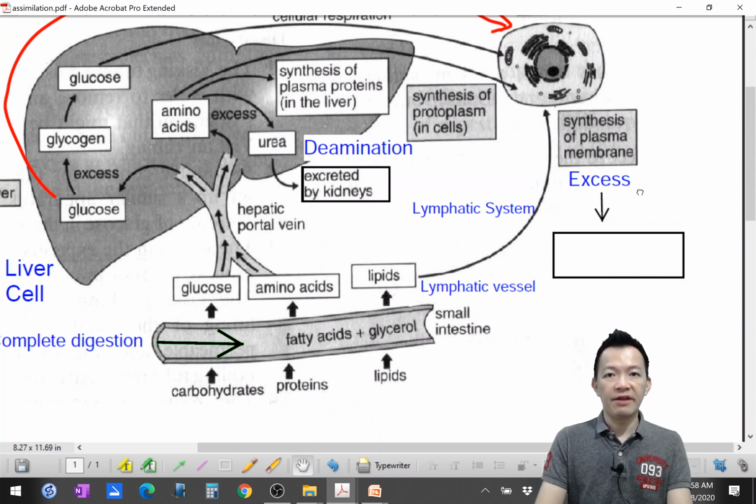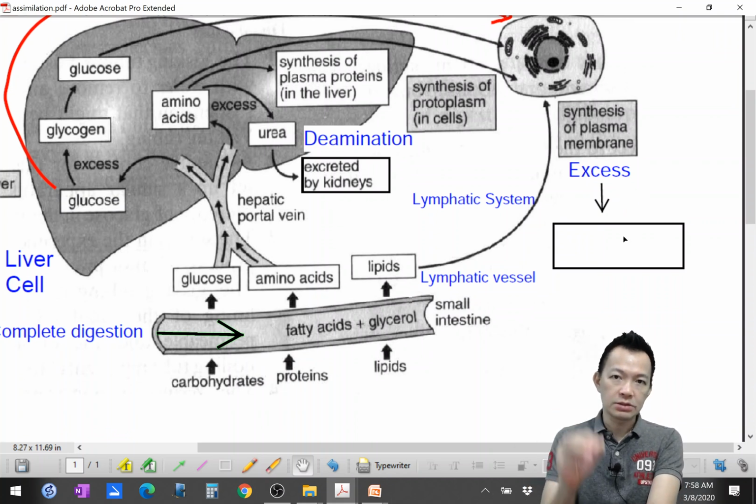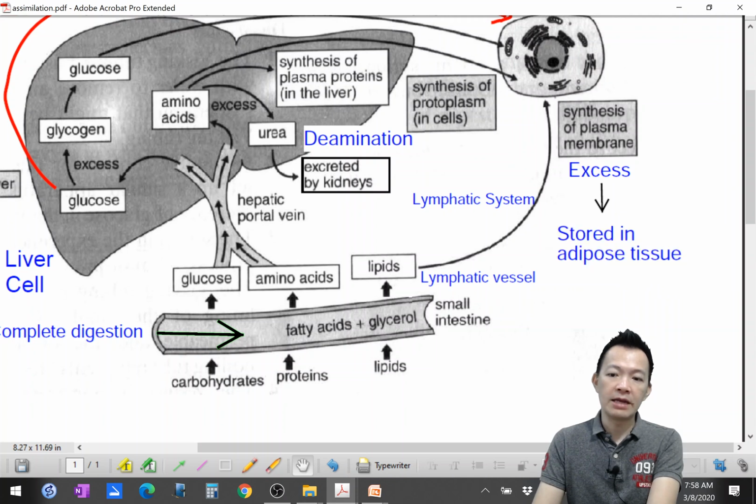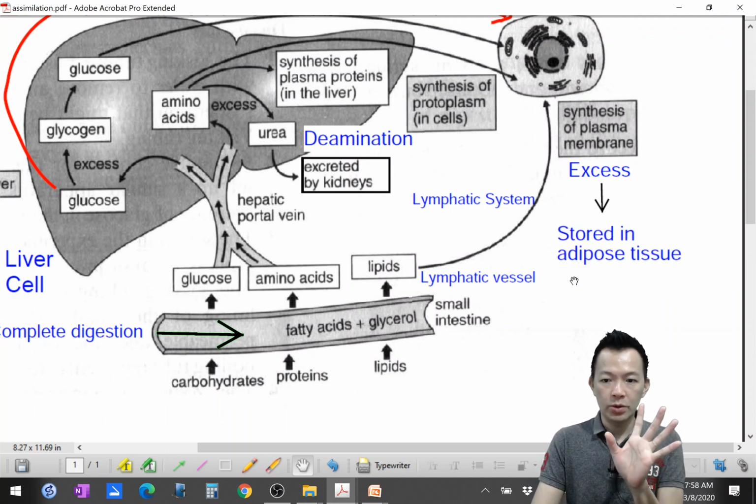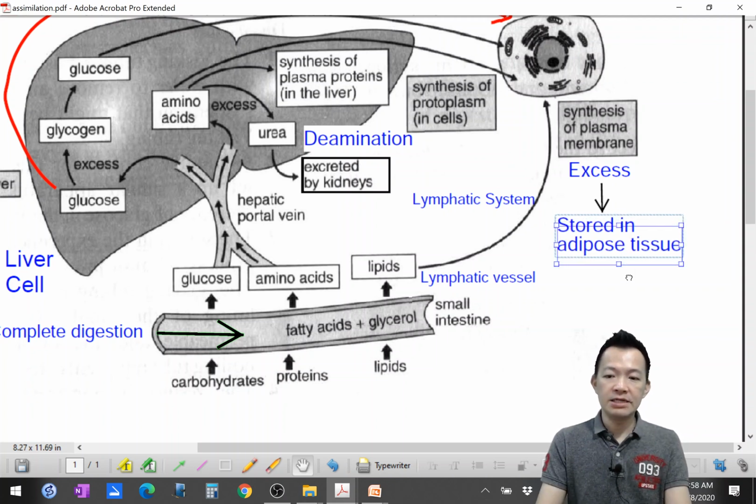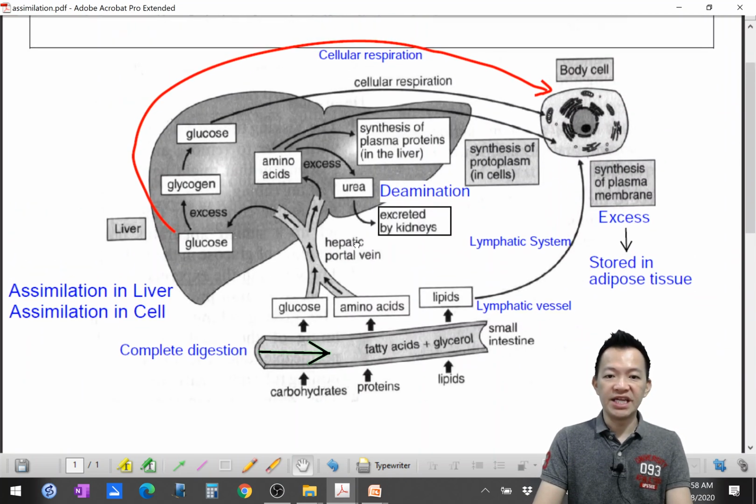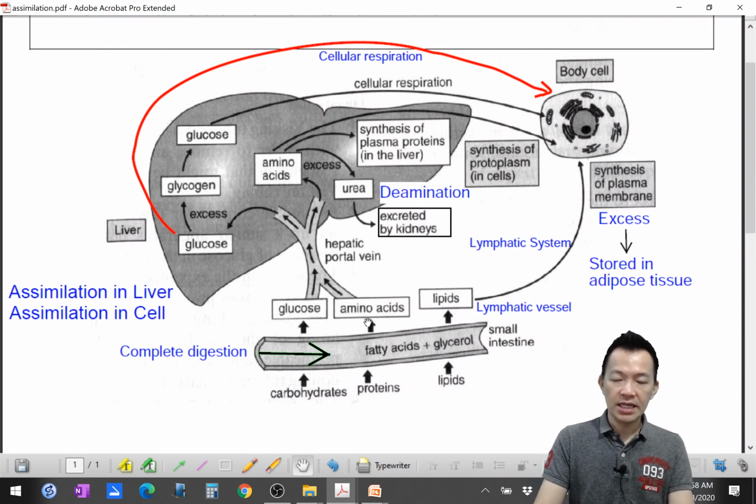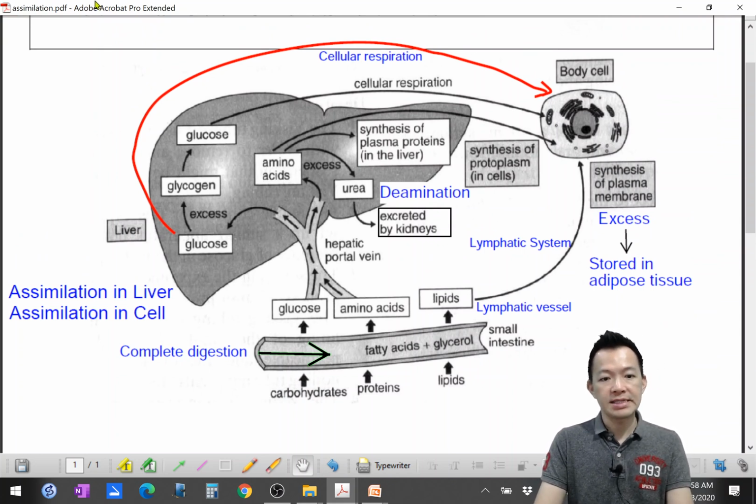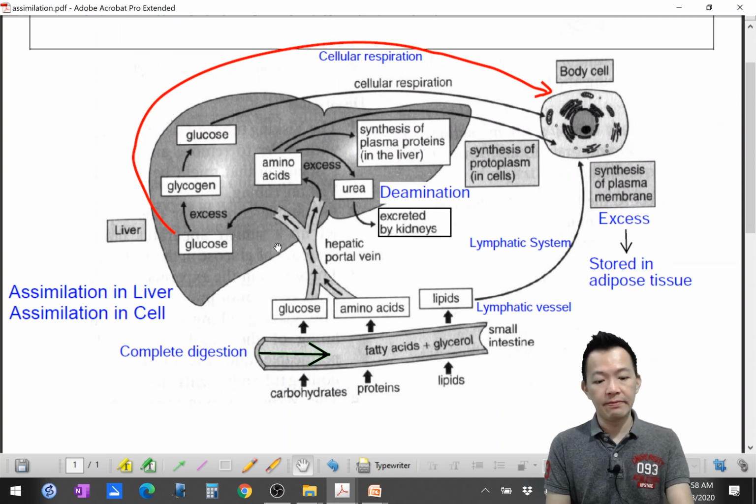And sometimes the lipid or fat will be in excess. So excess fat and lipid will be stored under our skin, 收在我们的皮肤下面, as adipose tissue. They keep you warm, and they make you fat. Okay, so this is the assimilation in the cell, 细胞里面的 assimilation. These are the examples of assimilation for glucose, amino acid, and lipid inside our body. Some of them take place in the liver, some of them in the cell. So we have two types of assimilation. Okay, in the next video we continue to discuss further. Okay, bye bye.